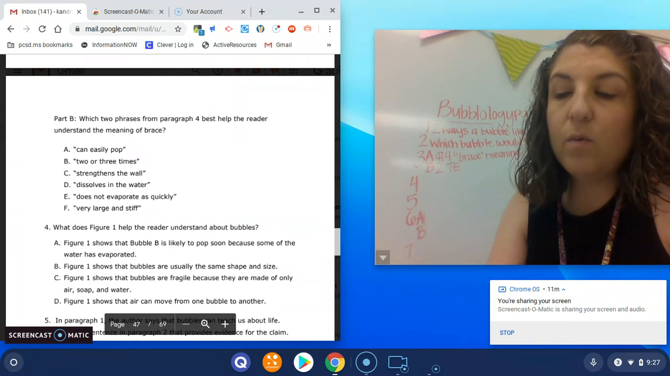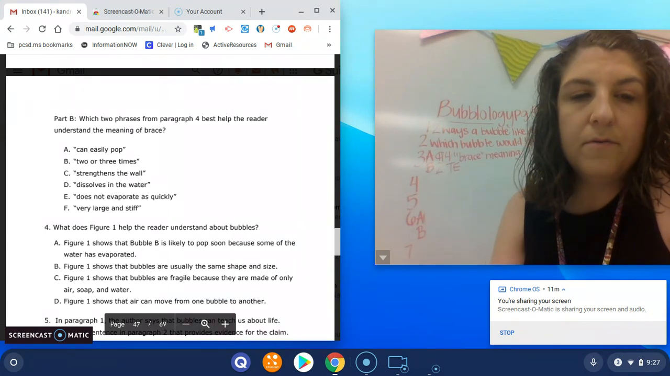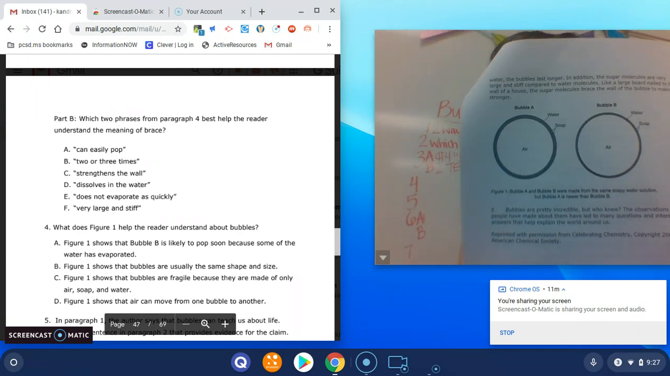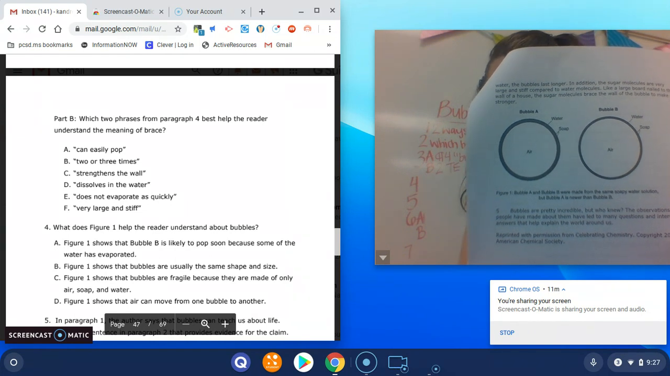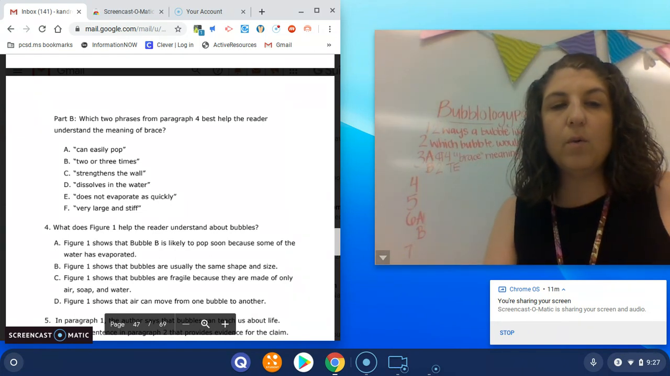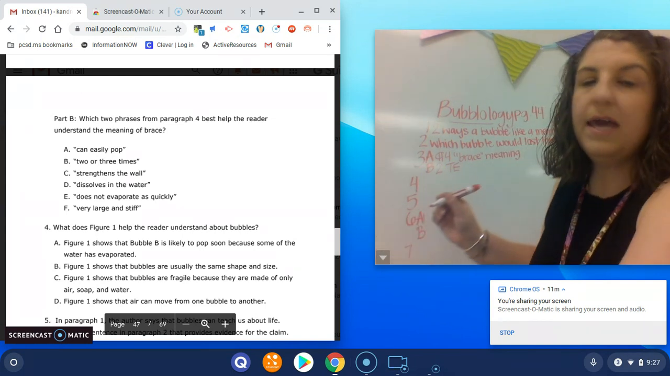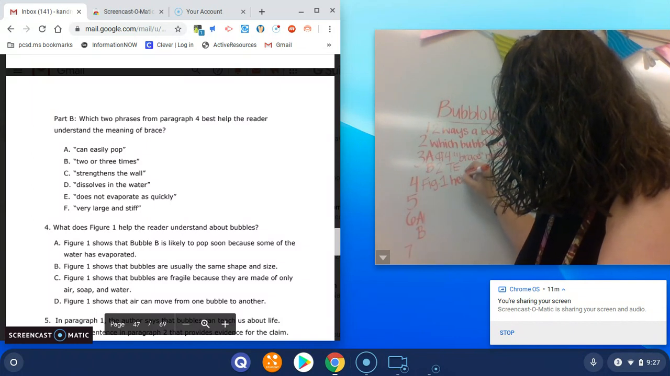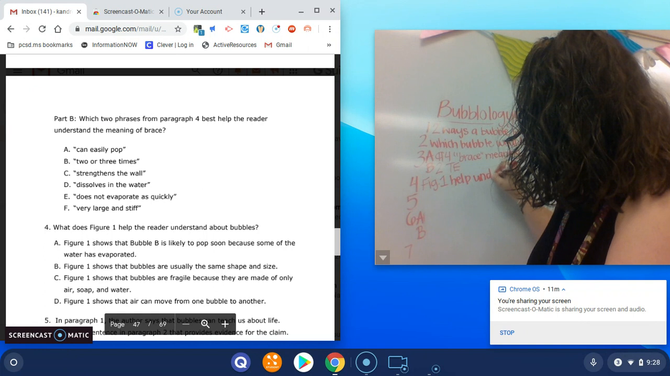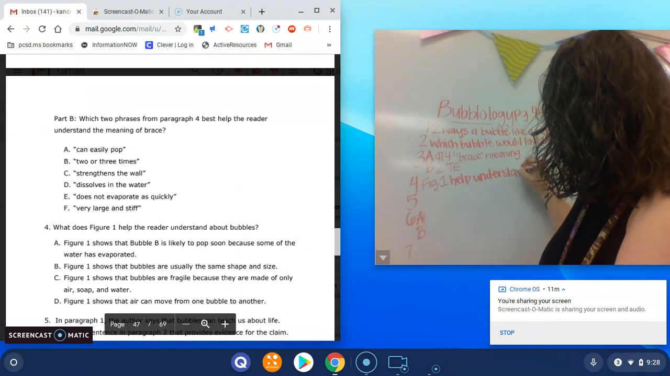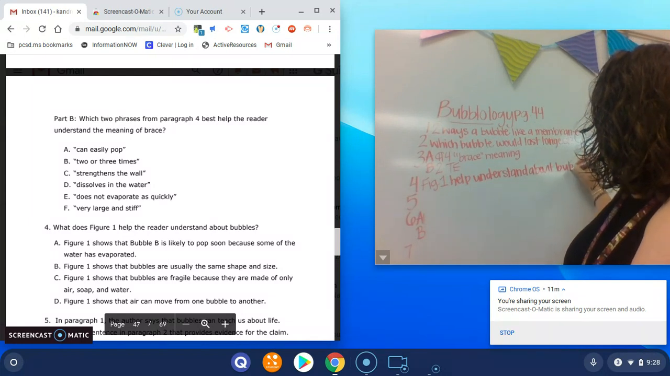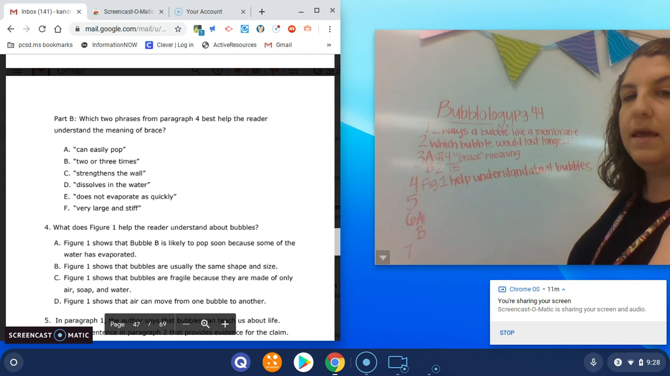Okay, number 4. What does figure 1 help the reader understand about the bubbles? Figure 1 is your image, which I'll hold up here. It shows bubble A and bubble B. This question wants to know, what does it help us understand? So figure 1, help us understand about bubbles. Okay, and I'll give you all a second to get that.